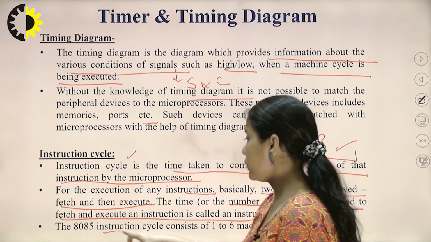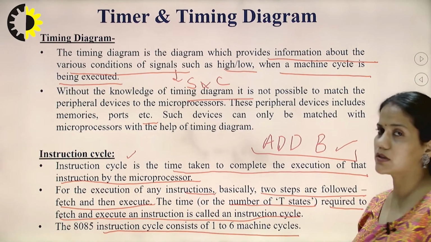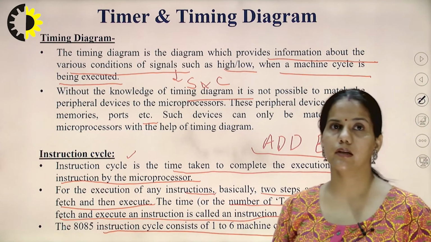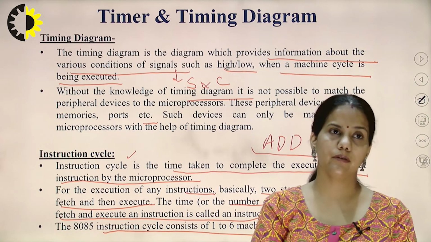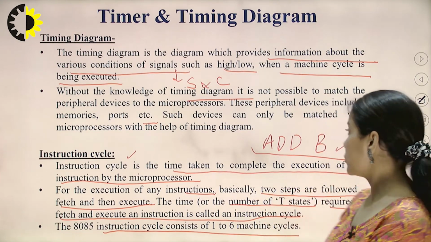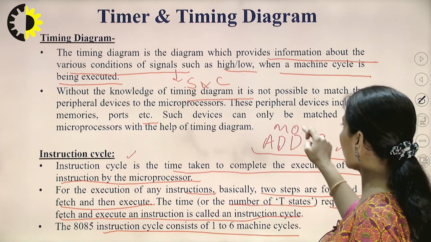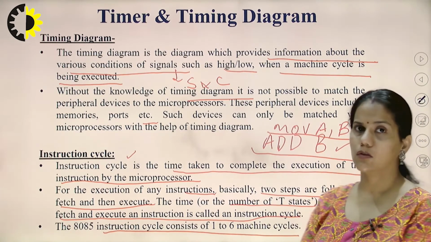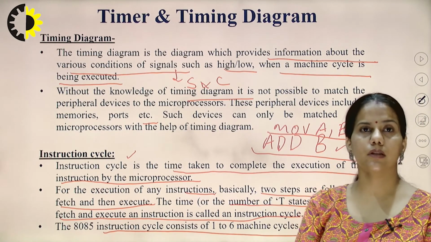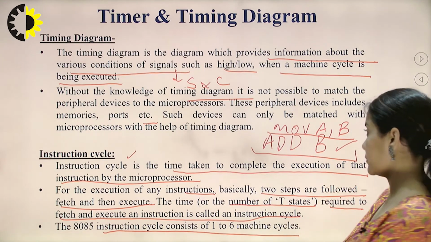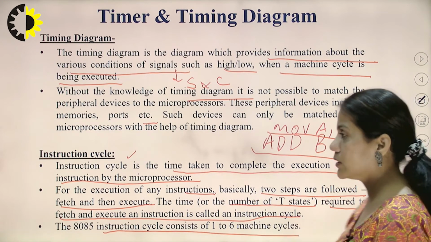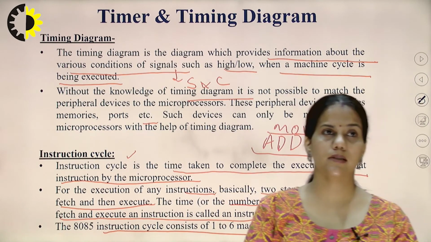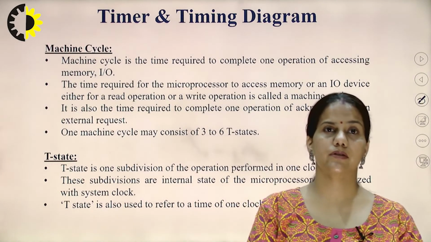The 8085 instruction cycle consists of 1 to 6 machine cycles. So the machine cycles can be any opcode fetch, memory read, or memory write. Suppose we are talking about MOV A, B. The machine cycle here is opcode fetch. In this way, when looking at any instruction, we have to see what all machine cycles are included in a particular instruction cycle.